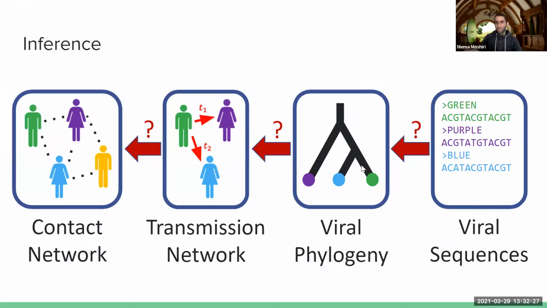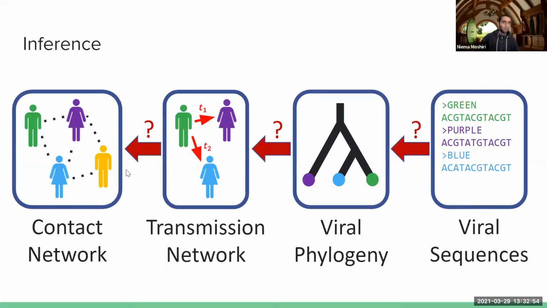So that's precisely the question that we're trying to answer. The question is, given just the viral sequences, how can I work backwards? How can I infer an evolutionary history if you only gave me the sequences of the leaves? How can I infer a transmission network, or at least properties of the transmission network, if you only gave me the sequences, and maybe if you also gave me an inferred evolutionary history?